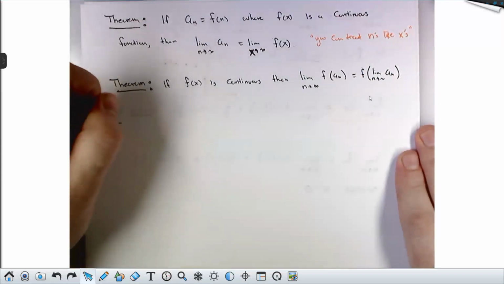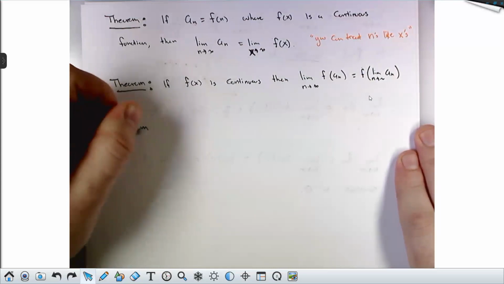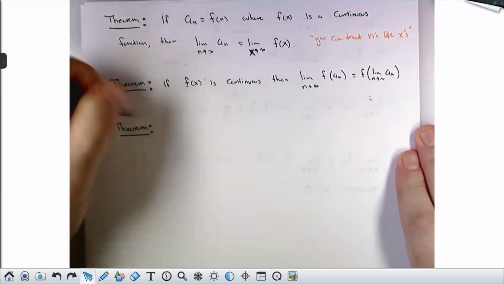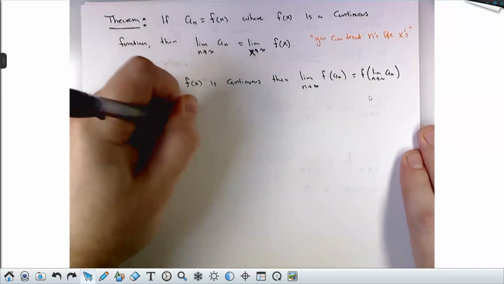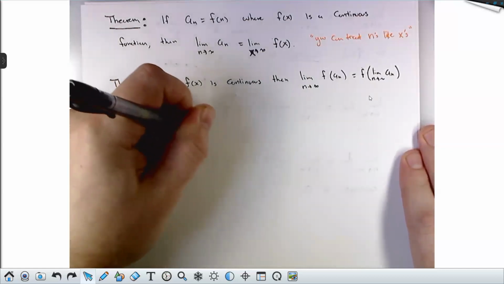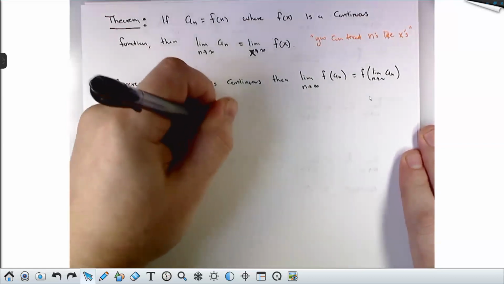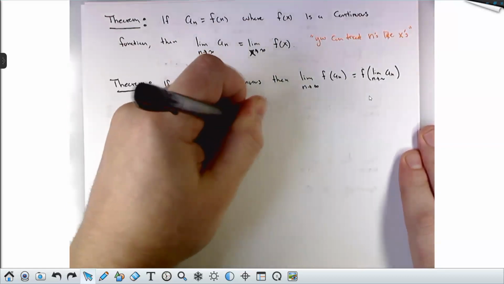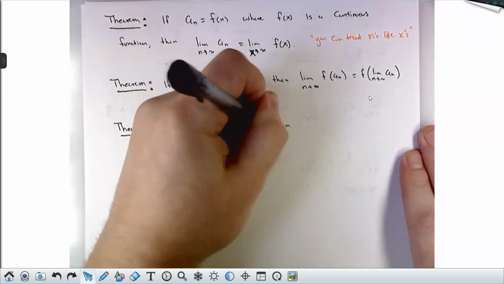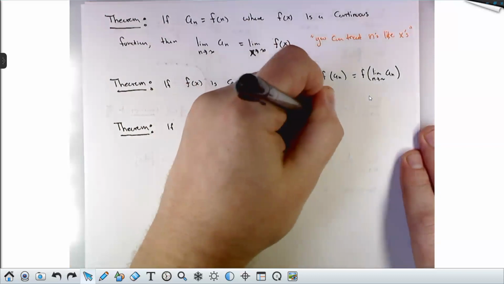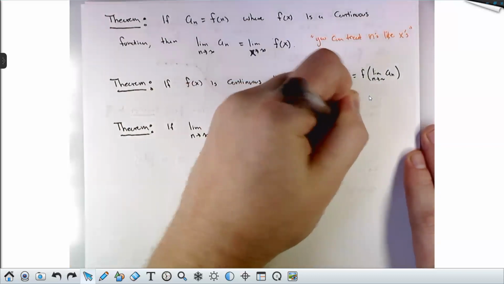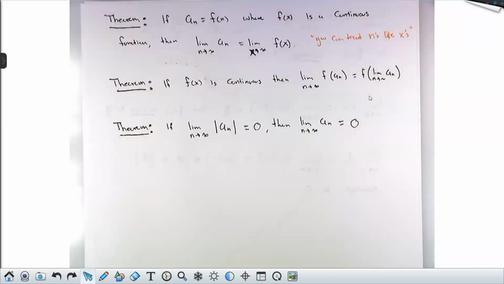This next one is new. If the limit as n goes to infinity of the absolute value of an is 0, then the limit as n goes to infinity of an itself is 0 as well. This is kind of a partial converse to the previous theorem.